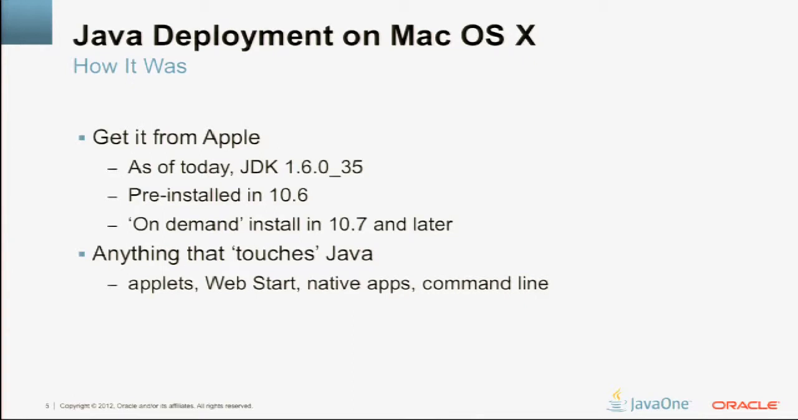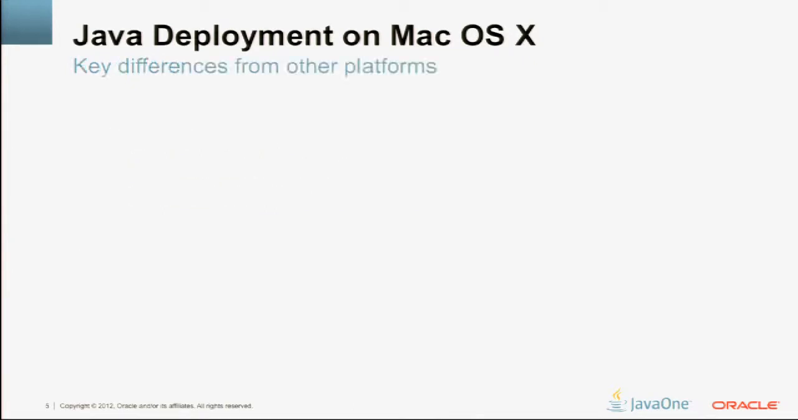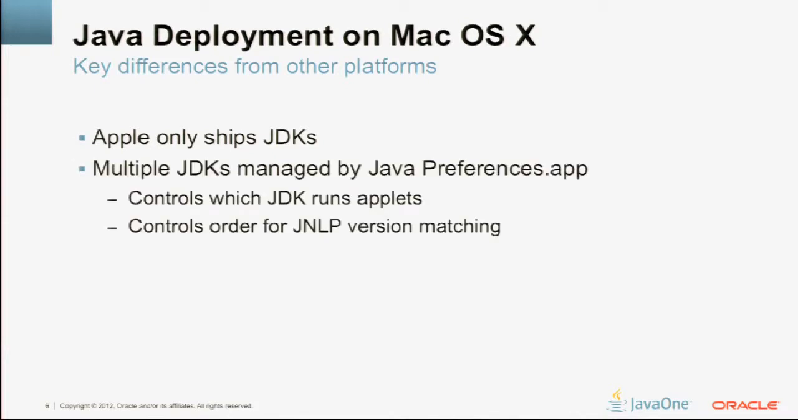One of the big differences between what Apple did and what Sun and now Oracle have done on other platforms is that Apple has only ever shipped the JDK. When you get an update for Java in Software Update, you're getting a full JDK, javac and everything, whether you're a user or developer.